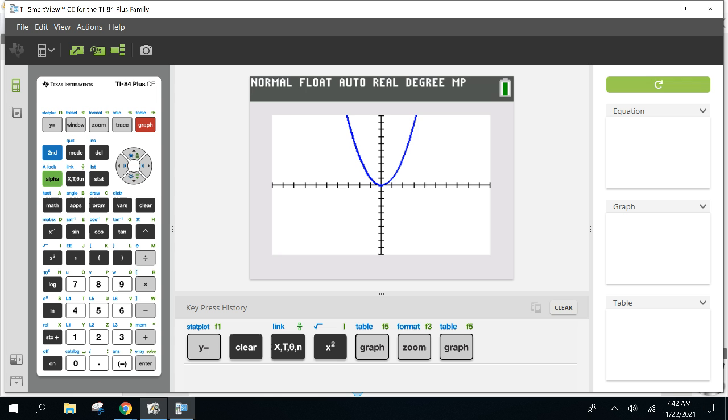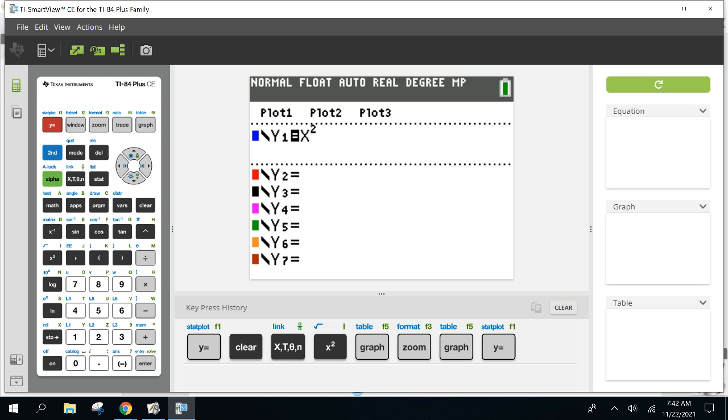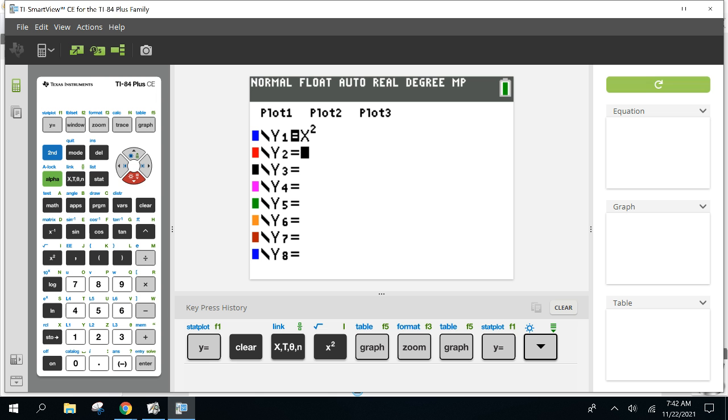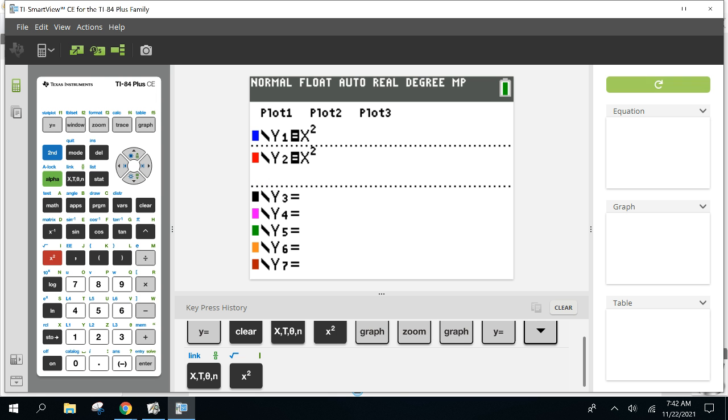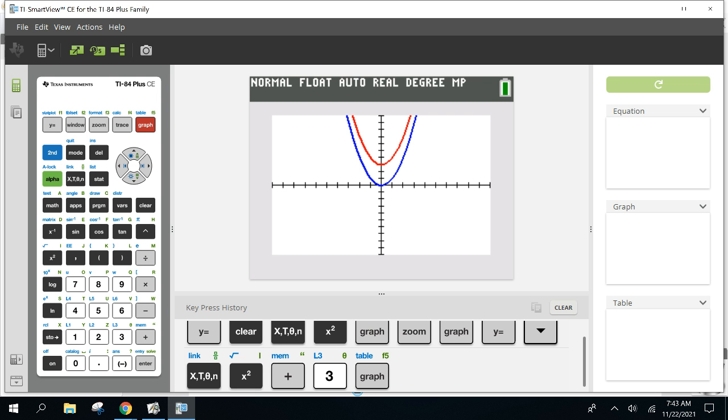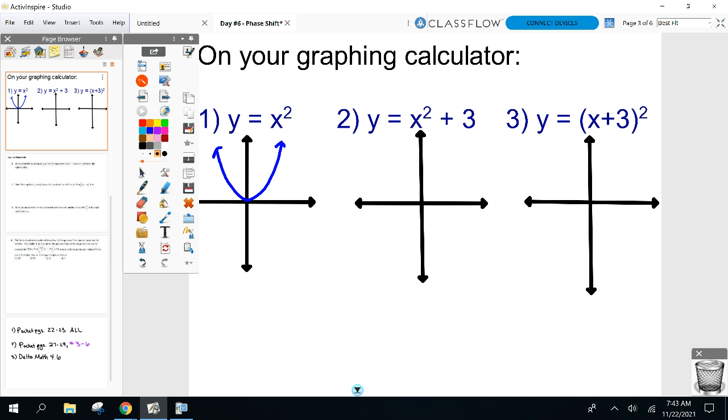Let's find out. Okay, so everyone go back to y equals. Now go to y2 and do x squared plus 3. And we'll see, Mike, if you're right. Yes, sir, you are correct. It does shift up 3. Okay, that curve does shift up 3. Good work. So we shift it up 3.